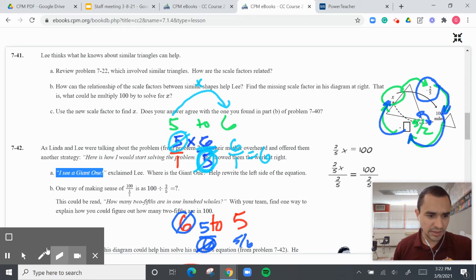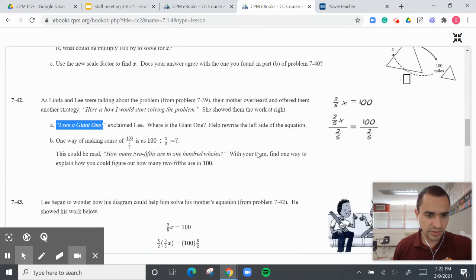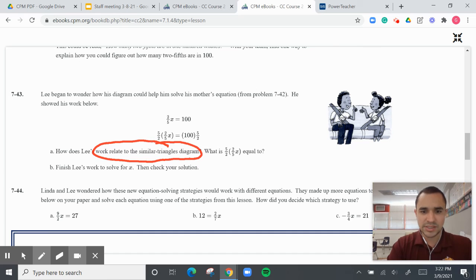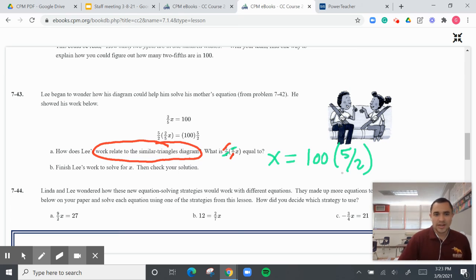All right, so let's go back. Let's clear the board here. Let's go back to this one. So that's how you answer that problem. That's how it's related. I just went over that. What is 5 halves times 2/5 x equal? Well, the 5s cancel out, and then the 2s cancel out, and so I'm just left with x. So x is going to equal 100 times 5 halves. Now, that's what that's going to equal. All right, so when that equals that, yeah, that's pretty much it.